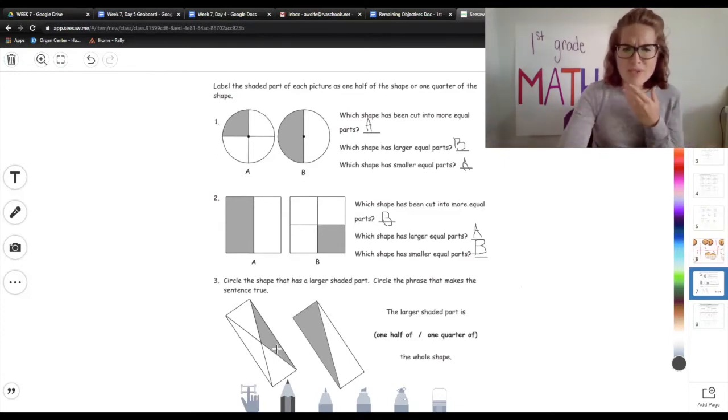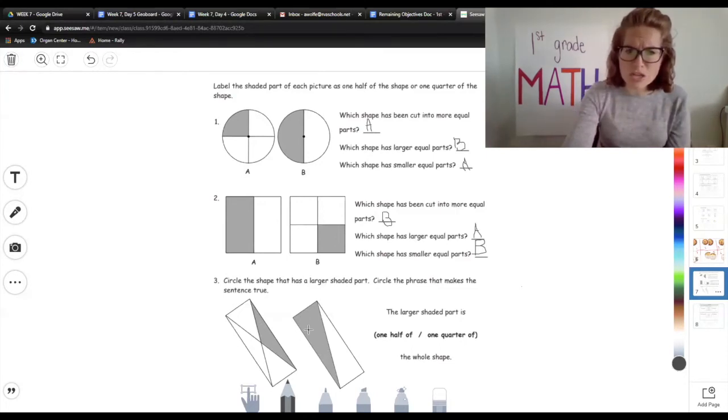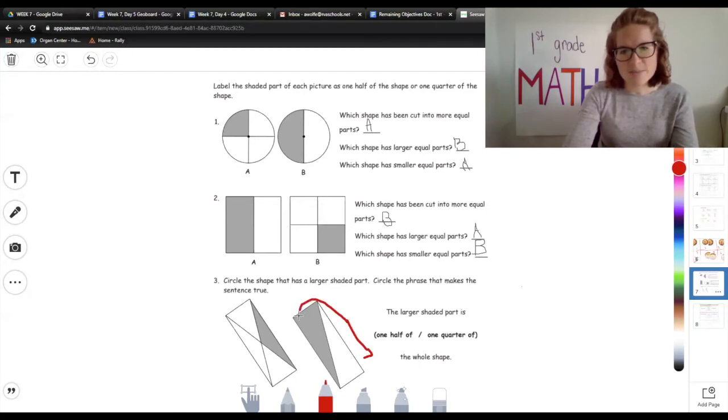So I want to look at the shaded parts that are gray. Which one has a larger gray part? This one or this one? Let's see, this one is divided into quarters. This one is divided in half. Which one do you think? I definitely think it's this one. Good job.